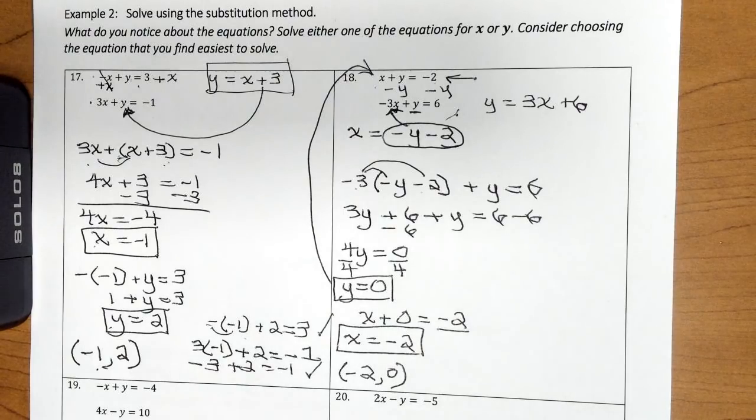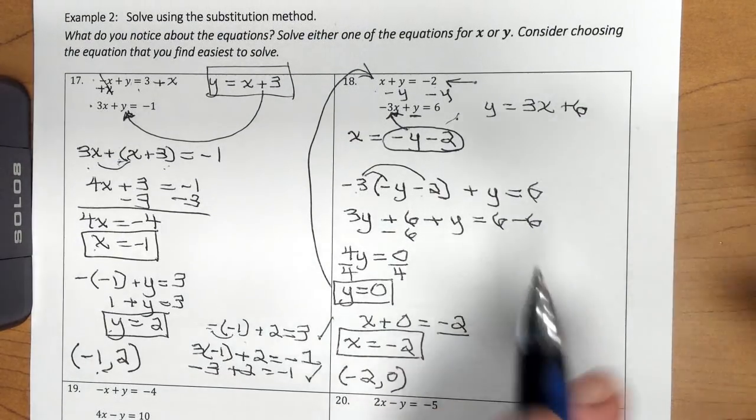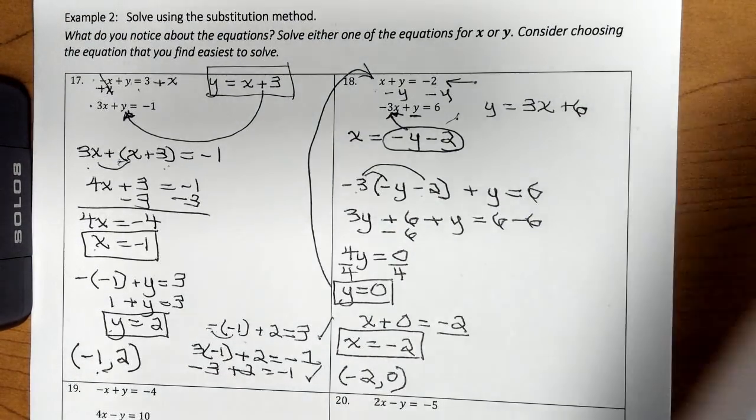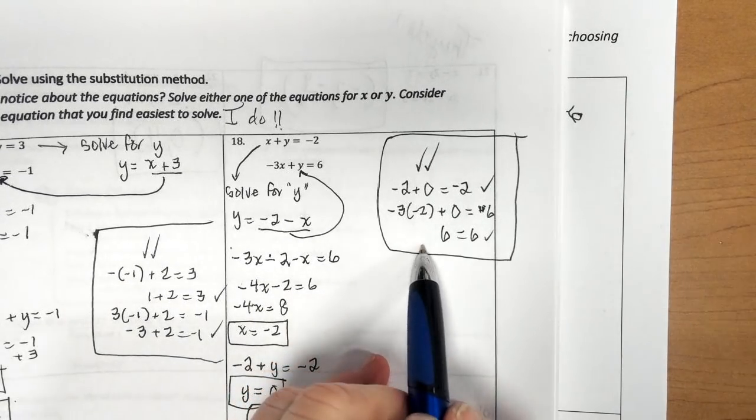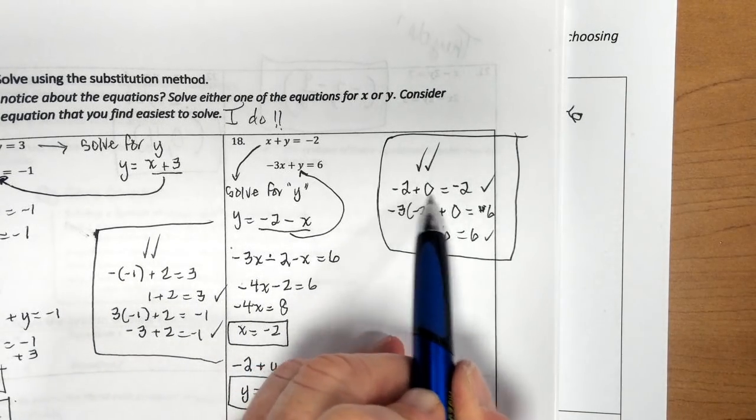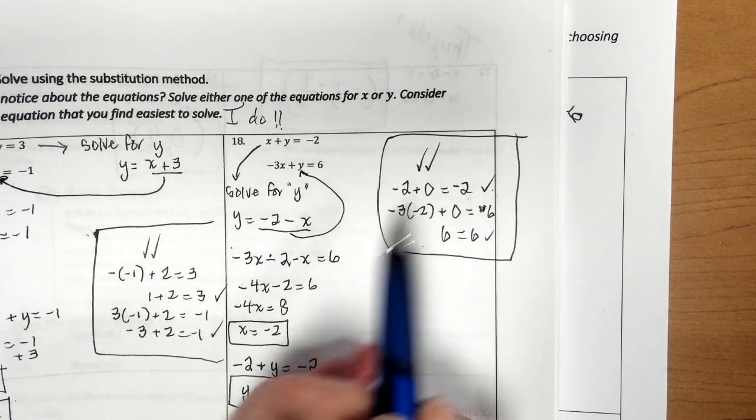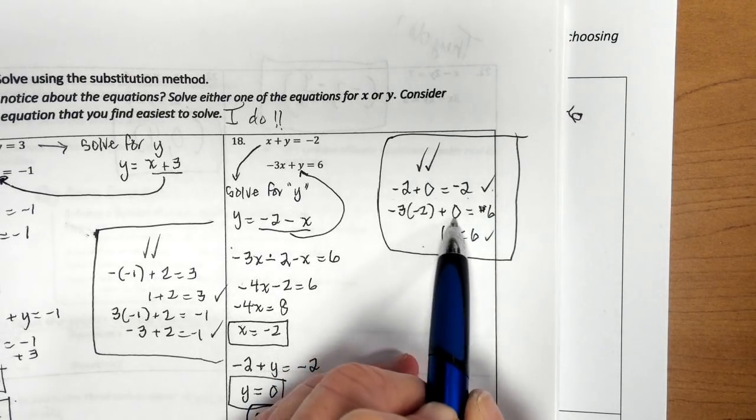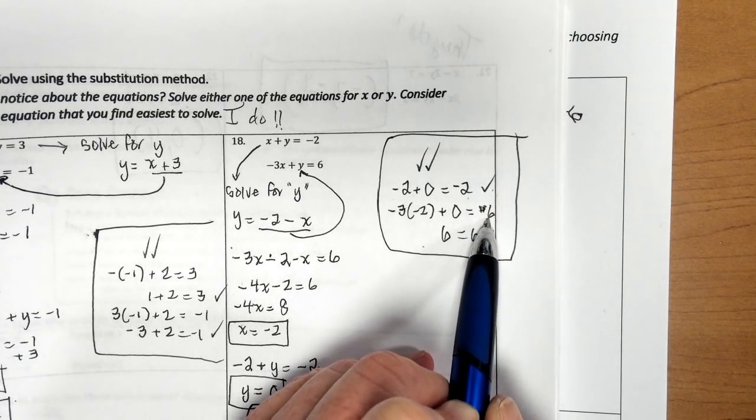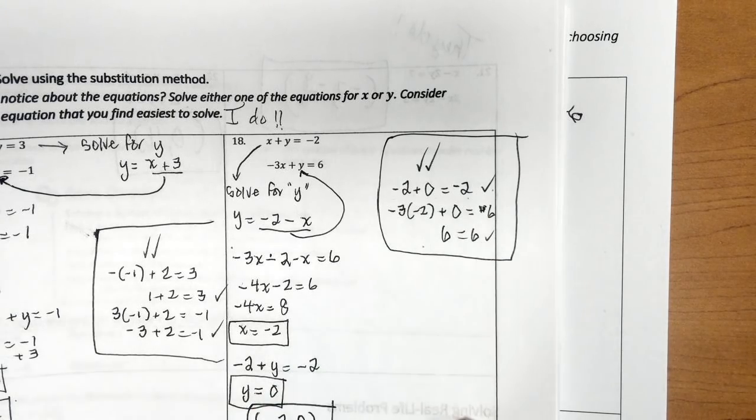And be good mathematicians and go back in and check your work. I already did that right here. You can see that I took negative 2 plus 0 is equal to negative 2, check. And negative 3 times negative 2 plus 0 definitely is equal to 6. Therefore, 6 is equal to 6.